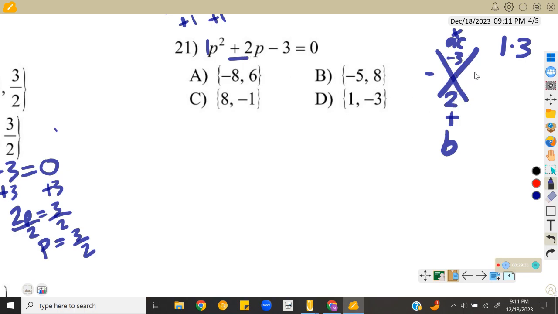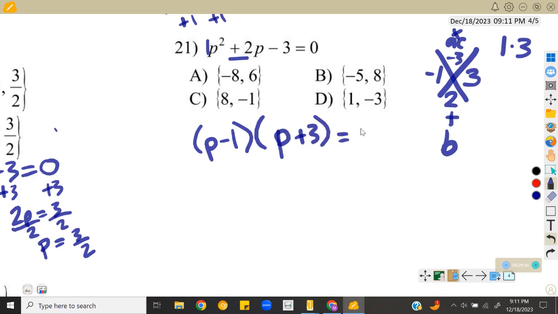So that means that our bigger number must be the positive one and the smaller number must be the negative one. So if I was going to factor this, I would write (p - 1)(p + 3) = 0. See what we did here, we factored this expression, it's still set equal to 0. And so now to solve the problem, we set each of these factors equal to 0. We do that one or this one.